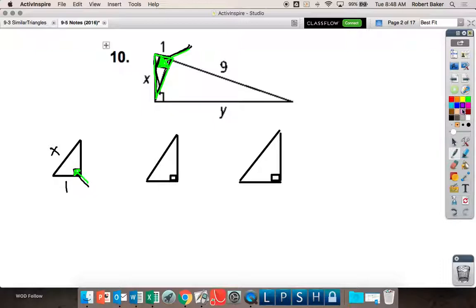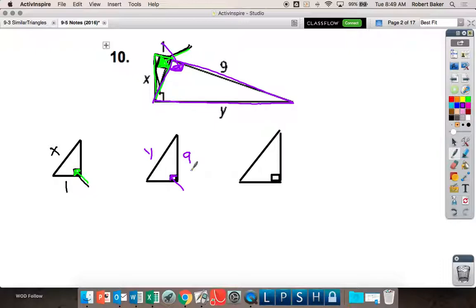We'll do this one in purple. We have the purple triangle with the right angle right here. If this is the right angle, it points to the hypotenuse. What is the hypotenuse for that triangle? Y. Do we have a short leg? No, we have a long leg, which is 9.